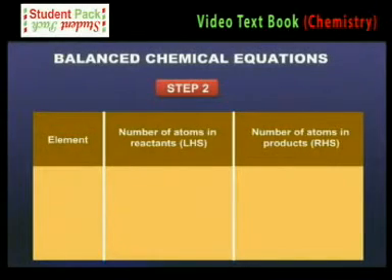Step 2. List the number of atoms of different elements present in the unbalanced equation. In this case, for the element ferrum, which is iron, the number of atoms in the reactants is 1 and that in the products is 3. For hydrogen, the number of atoms in the reactants is 2 and that in the products is also 2. And for the element oxygen, the number of atoms in reactants is 1 whereas that in the products is 4.